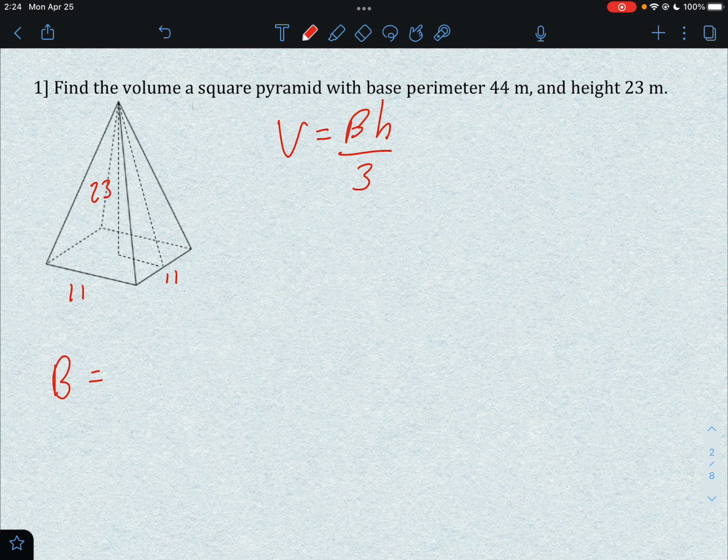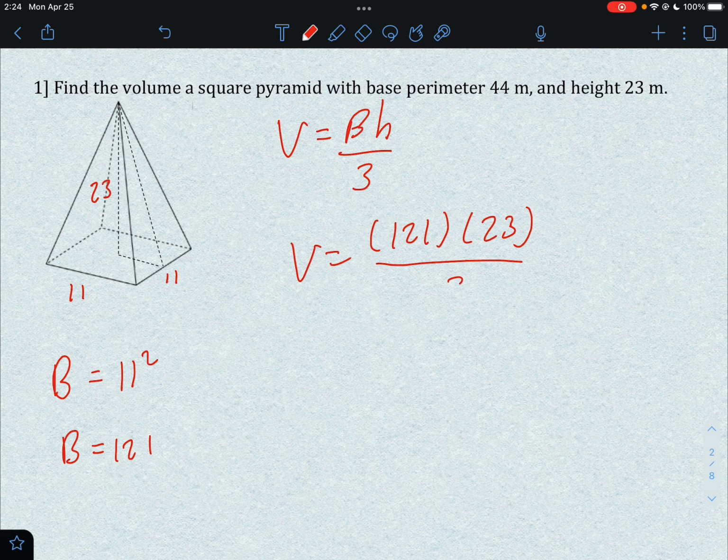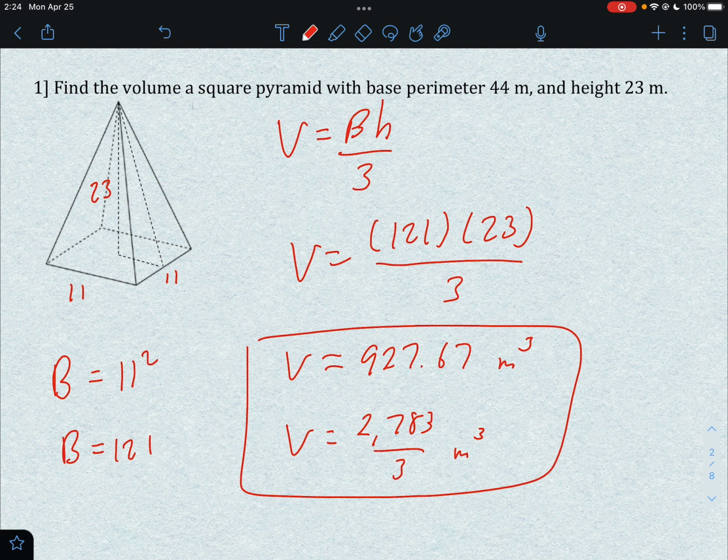B, since it's just a square, is just 11 times 11, or 11 squared. So B is 121. So our volume formula is 121 times the height, which is 23, over 3. And that can go straight into our calculator. And let's see what we get back. If we round it, it would be 927.67 cubic meters. If we want an exact answer, if we don't divide that by 3, it would be 2783 over 3 cubic meters.